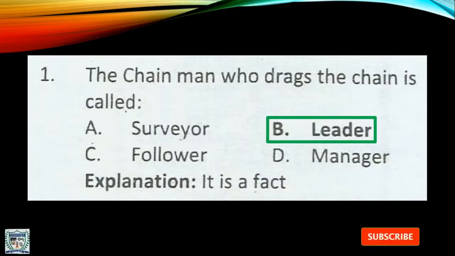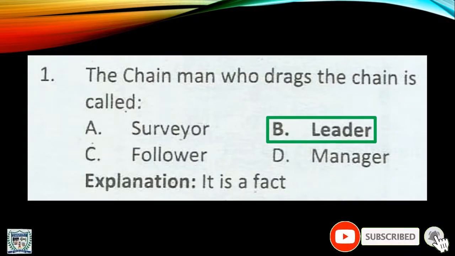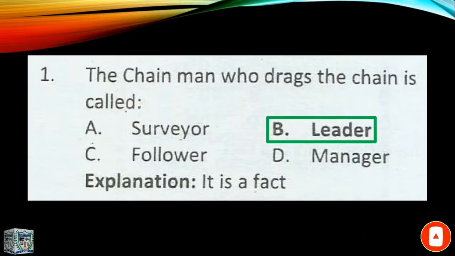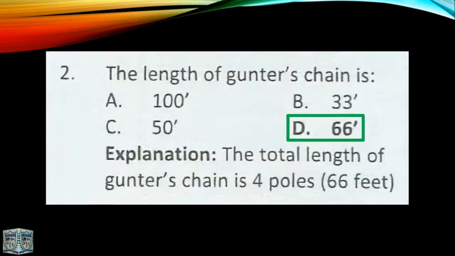Question number 1. The chain man who drags the chain is called the option B, leader. It's a fact. Question 2. The length of Gunter chain is option D, 66 feet. The total length of Gunter chain is 4 poles, 66 feet.